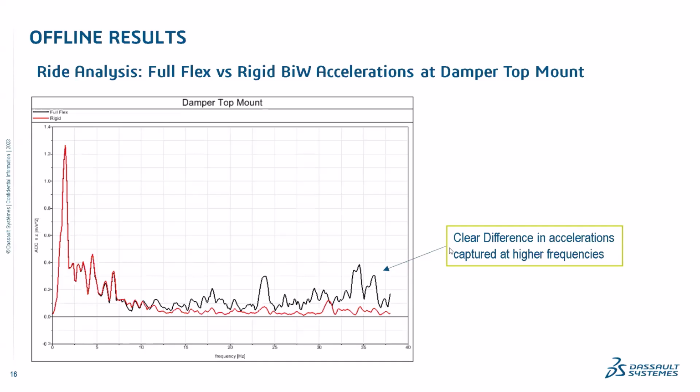We can see here a clear difference in accelerations captured at higher frequencies. It's okay until around, I don't know, 12 and a half hertz, but from there up to 35, 40 hertz there was a clear difference, and a lot of content was missed if we were to use only rigid body in white for a ride simulation. Of course the red is rigid and the black is fully flex. This is a fully flex body in white without the reduced eigen modes, run as an offline simulation.